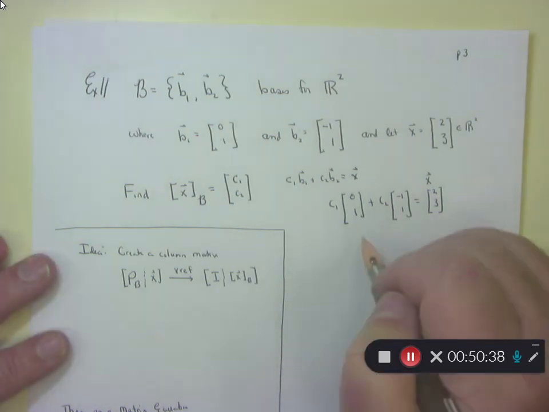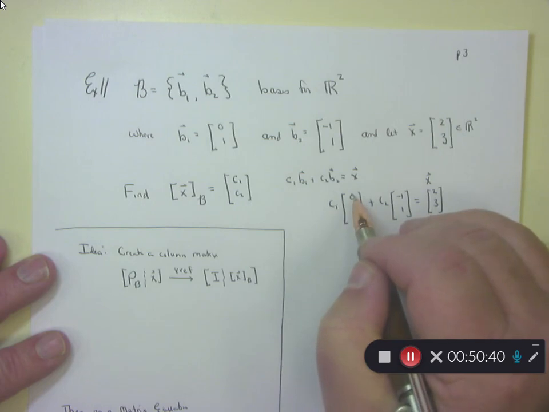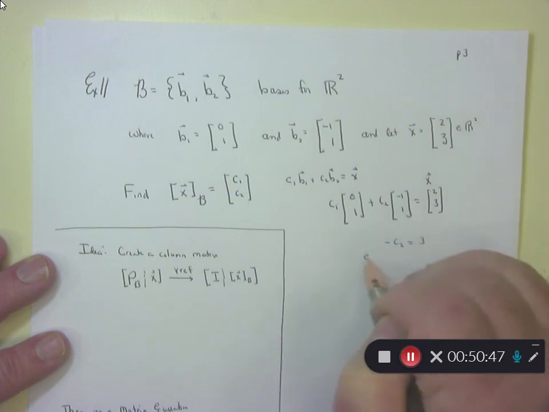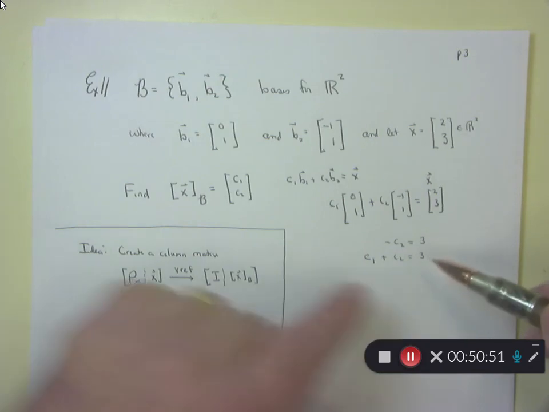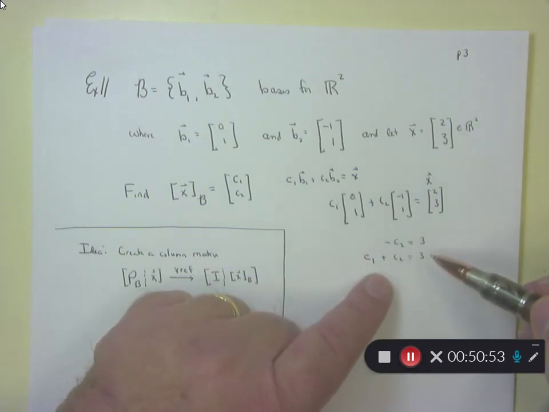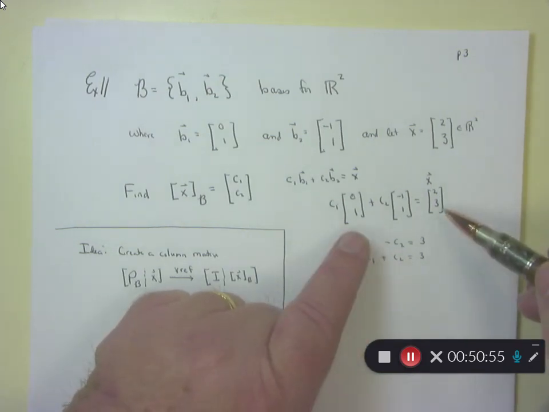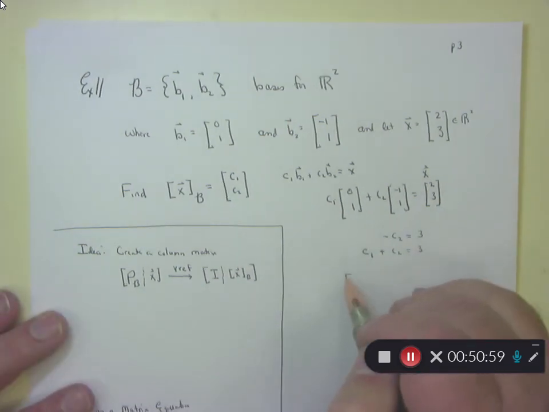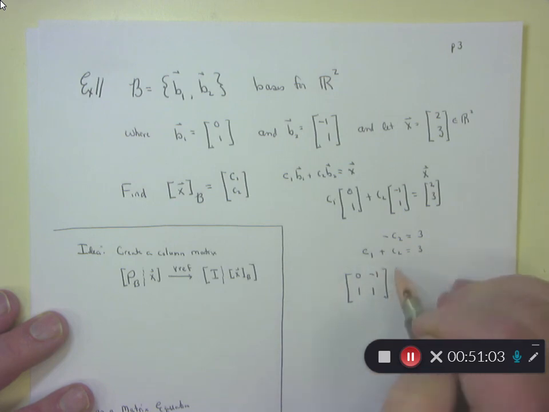You can write them as equations if you want to. C1 times 0 plus C2 times negative 1 is negative C2, which is equal to 2, and you have the equation C1 plus C2 equals 3. So you can write them as a system of equations. You can write them as a system of vectors. You can write it as a matrix. The matrix would be 0, 1, negative 1, 1, multiplied by C1, C2, and it's equal to the X vector 2, 3.